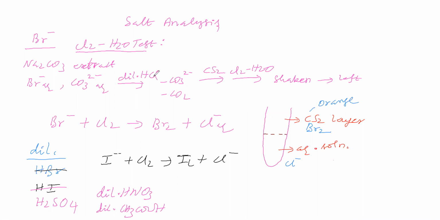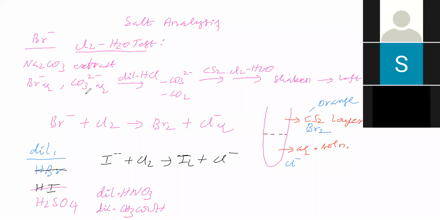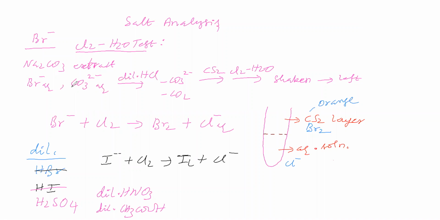So sodium carbonate extract we have taken. Sodium carbonate extract contains Br minus aqueous and carbonate aqueous. We added dilute HCl. Carbonate becomes carbon dioxide and goes out. So the resultant solution contains Br minus, which is a colorless solution. To this resultant solution, CS2 is added. CS2 is colorless, a volatile liquid. Then chlorine water is added. Then the contents are shaken very vigorously, and left for some time.